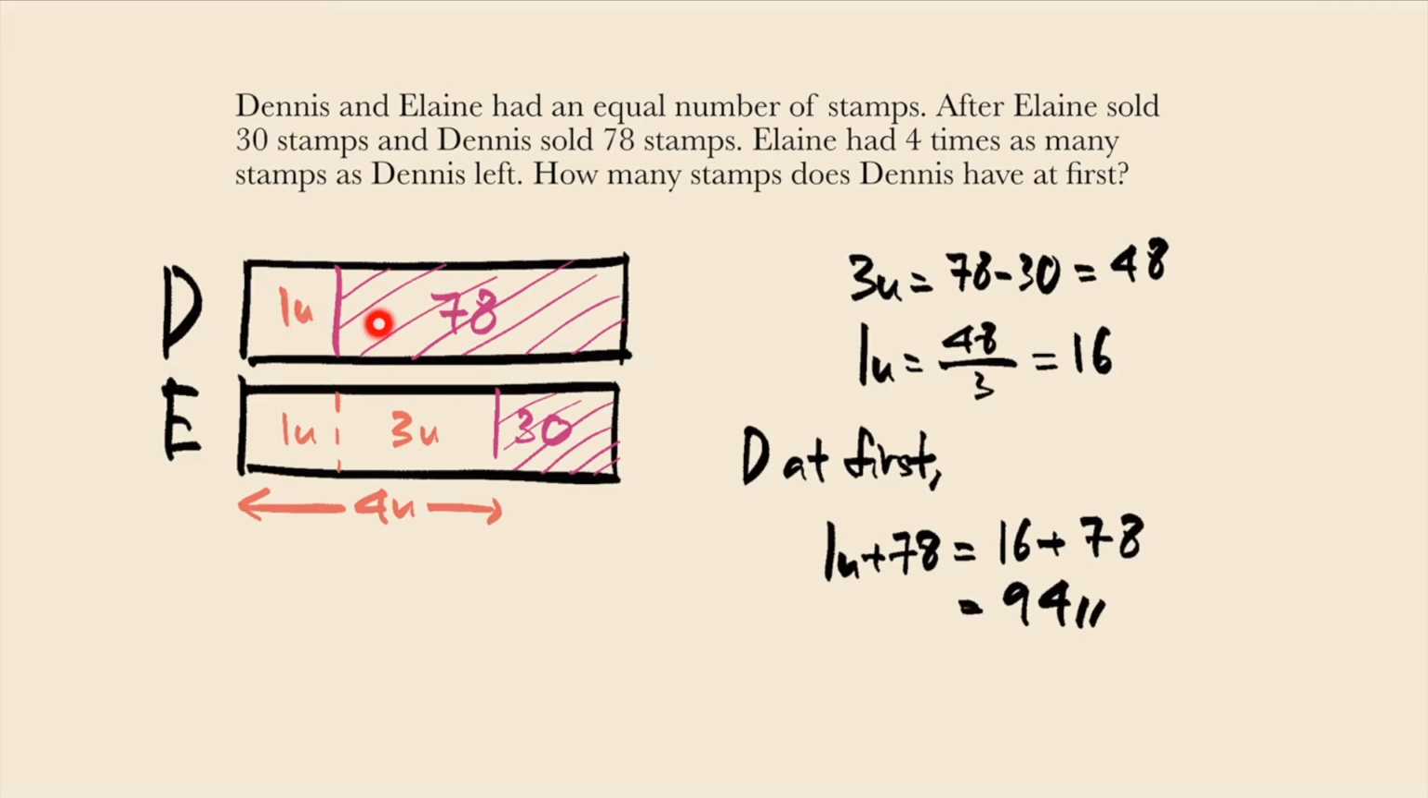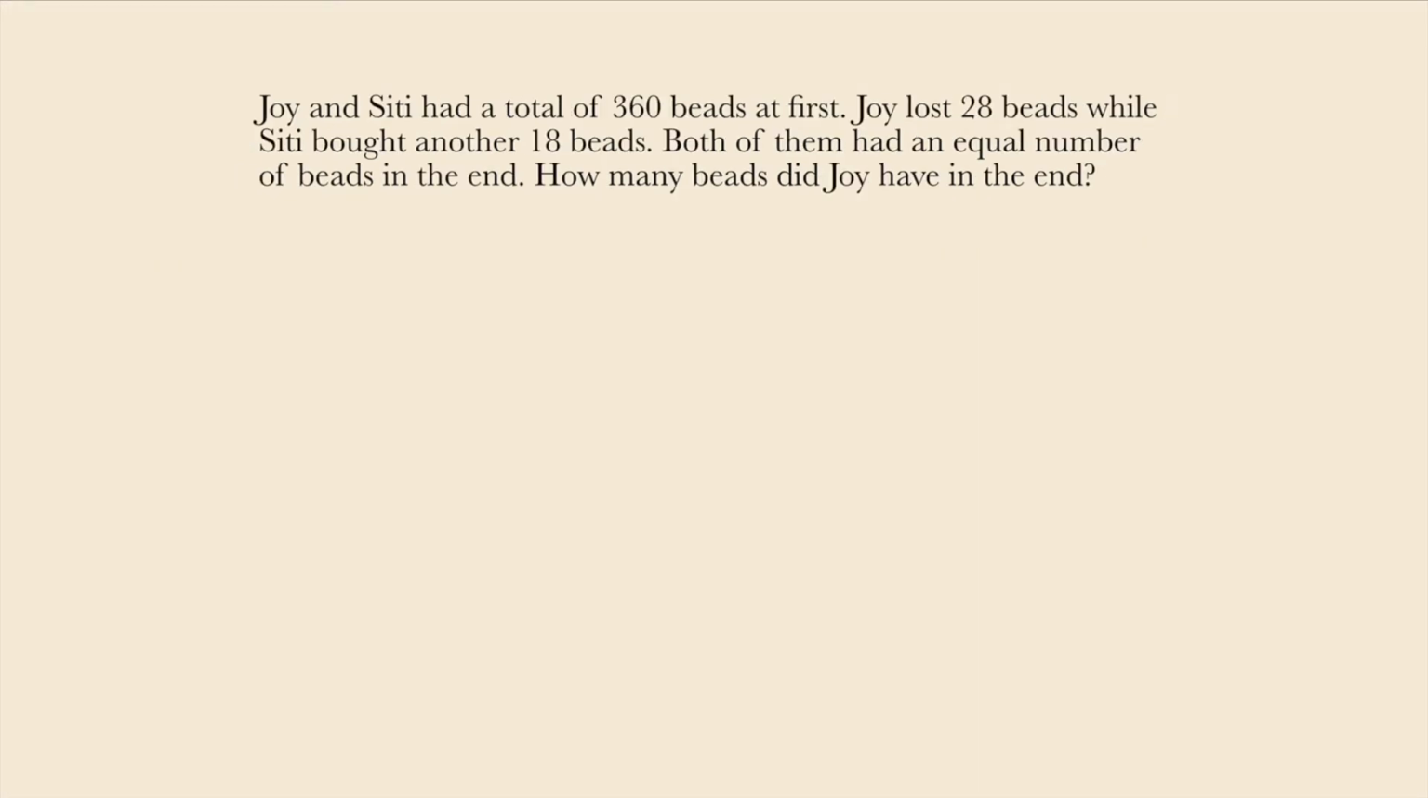How many stamps did Dennis have at first? So Dennis at first would be 1U plus 78, according to our model, and the answer is 94.